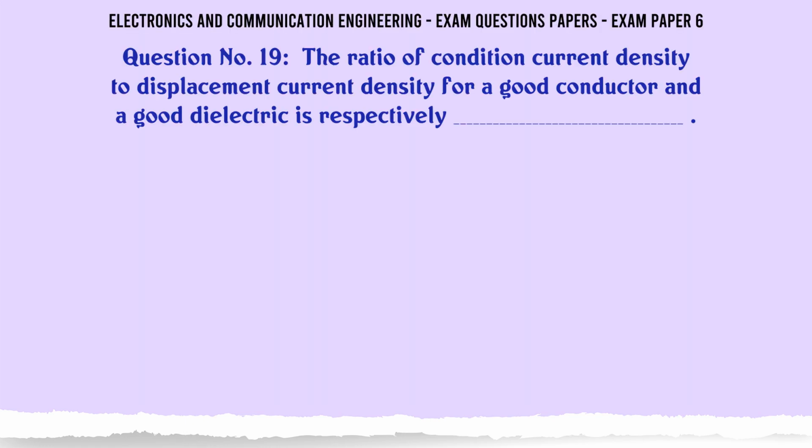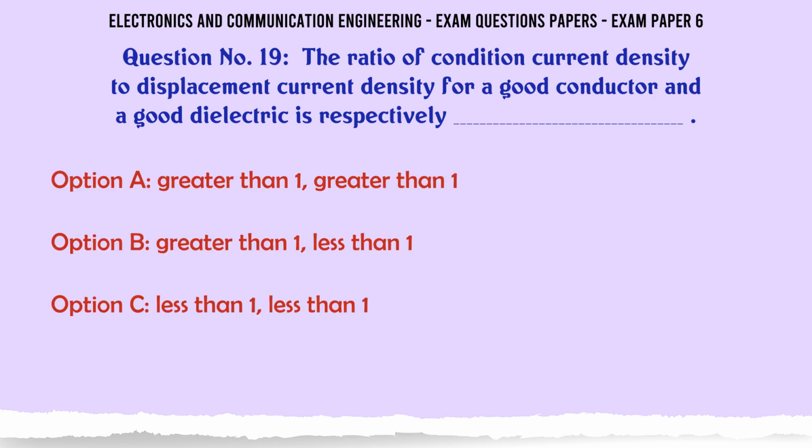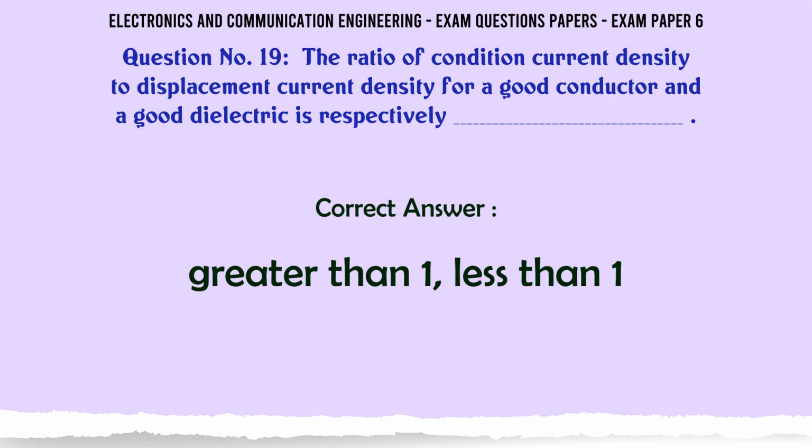The ratio of conduction current density to displacement current density for a good conductor and a good dielectric is respectively: A. Greater than 1, greater than 1. B. Greater than 1, less than 1. C. Less than 1, less than 1. D. Less than 1, greater than 1. The correct answer is greater than 1, less than 1.